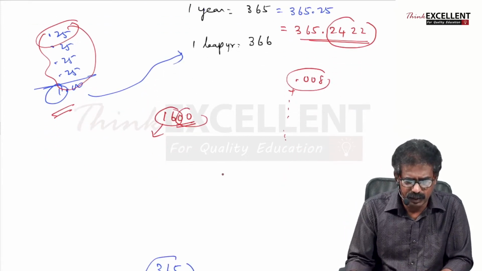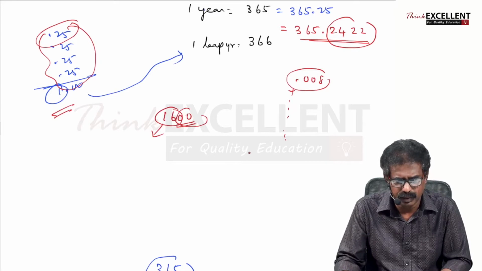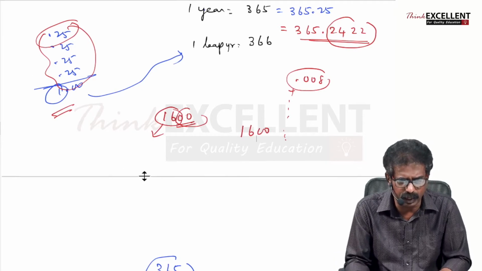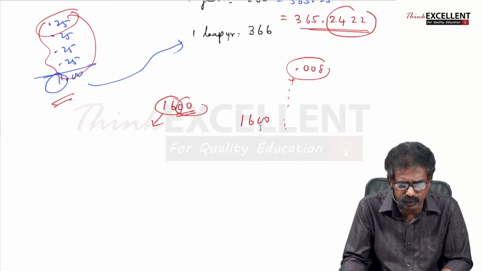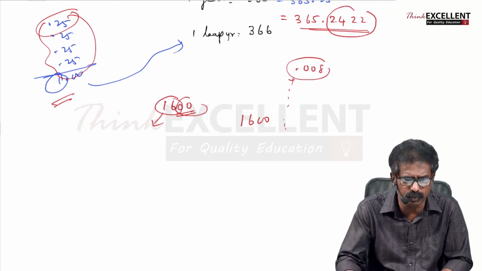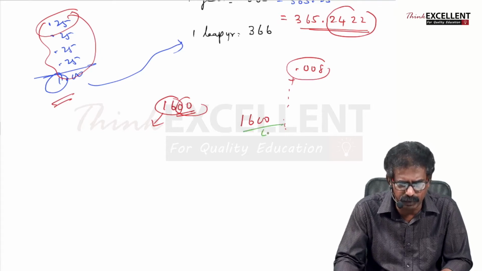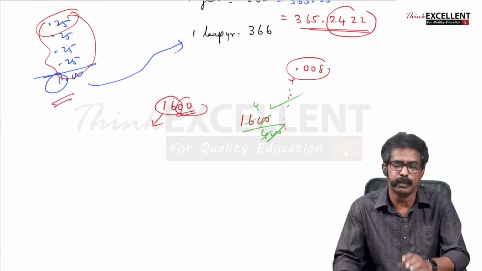So now listen. Suppose I am giving a year, 1600. Already you checked that, right? It is a leap year. Why? Because it ends with 2 zeros, so you have to check whether it is divisible by 400. Divisible by 400. Yes, it is divisible, so it is a leap year.